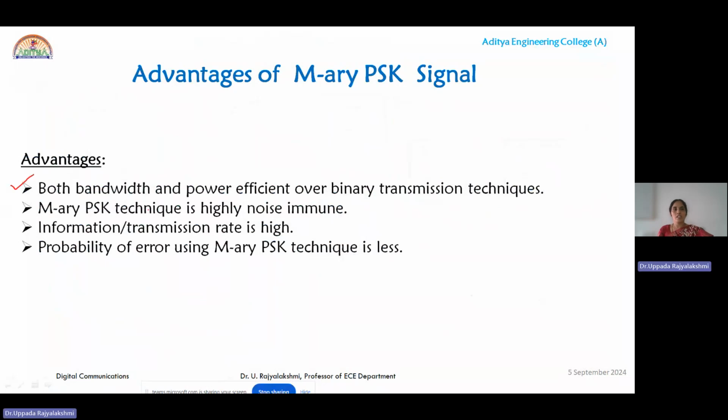Here you can see the advantages of M-ary PSK. It is completely bandwidth and power efficient over binary transmission techniques, because here the bandwidth is only 2 f_B by n. The bandwidth of M-ary PSK is 2 f_B by n. M-ary PSK is highly noise immune because it is a PSK technique having no amplitude variations and high Euclidean distance. So its probability of error is low. That's why the information rate is high, and similarly the probability of error is less.